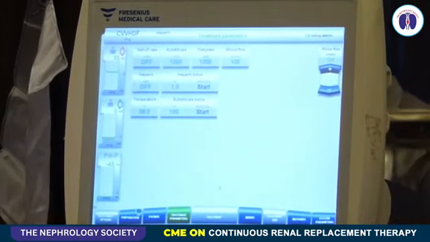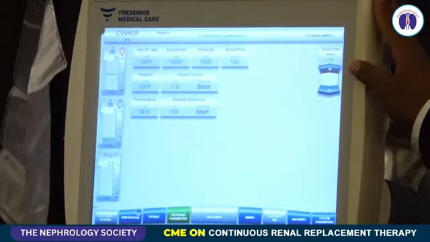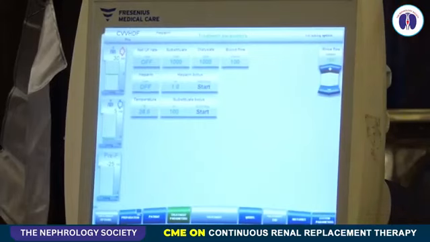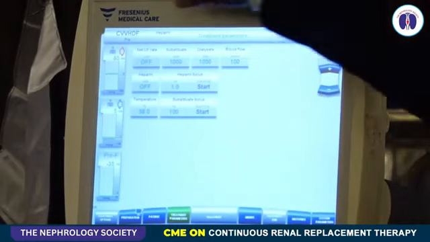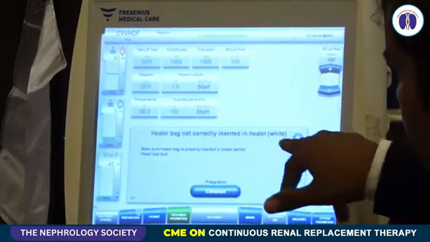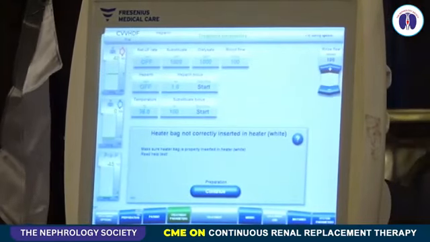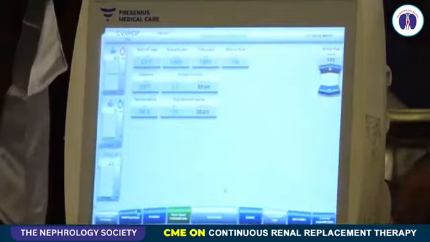Now the machine will do everything on its own. Unlike a conventional dialysis device where you have to remove the air and do many things many times, there is no requirement of increasing or decreasing the blood flow, or turning the dialyzer from one way to the other. This is not required. The machine is auto programmed, auto run, it will do it. And here you will see the dose prescription. Okay, the heater bag is not correct. So, okay, done. Confirm it.